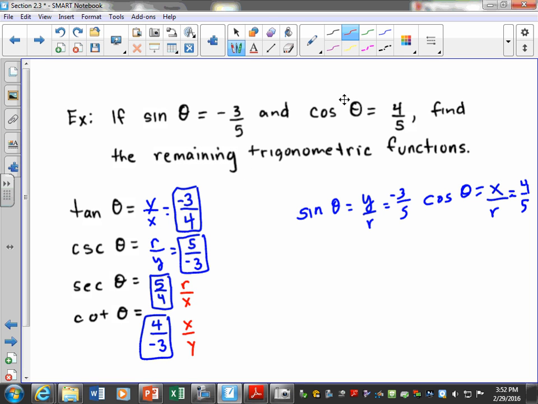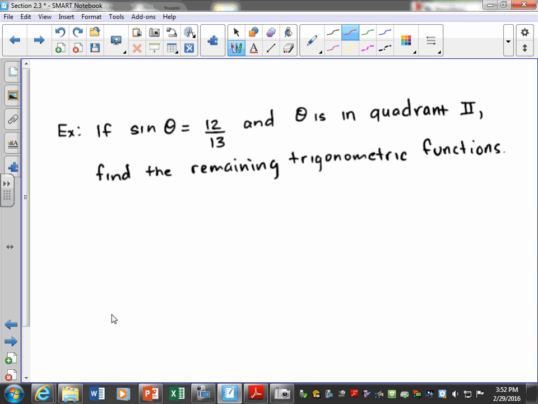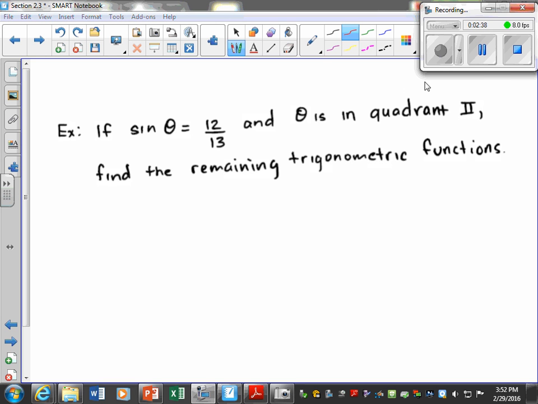Okay, so they can give us information and we can fill in the rest of the remaining trig functions. Another thing you will be asked to do is, given sine and also telling us a quadrant we're in, find the remaining trig functions. So take a few minutes, pause it, and write that down.